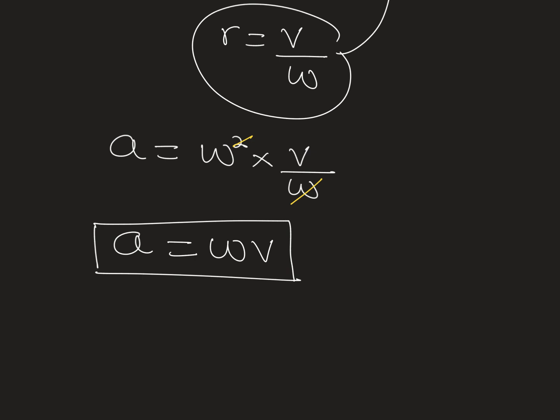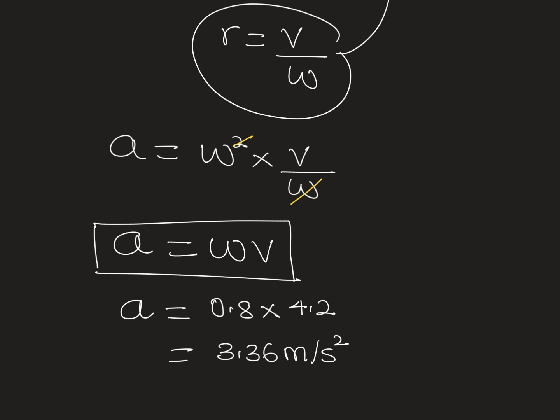Again, if we want to use this formula to find the acceleration, acceleration is going to be equal to the angular velocity, 0.8, multiplied by the linear velocity, 4.2 meters per second. So 0.8 times 4.2, you're still going to have 3.36 meters per second squared. All right, that is centripetal acceleration.